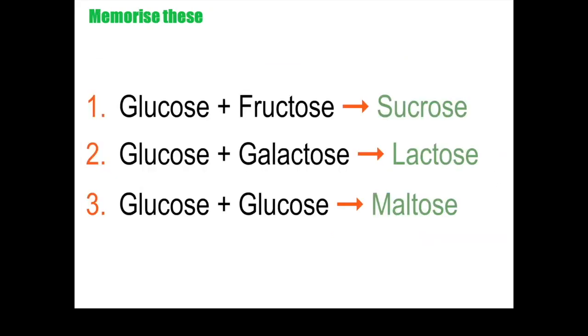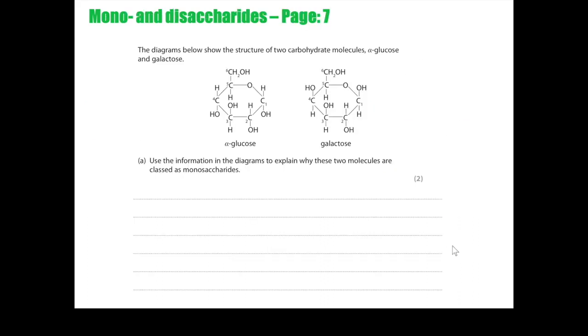You need to know what the 3 disaccharides are and what their components are. So sucrose is the one found in fruits. It's a combination of glucose and fructose. Lactose is the sugar of milk, made of glucose and another monosaccharide called galactose. And maltose is a condensation reaction between 2 glucoses. So these are the 3 disaccharides that we really need for our syllabus.